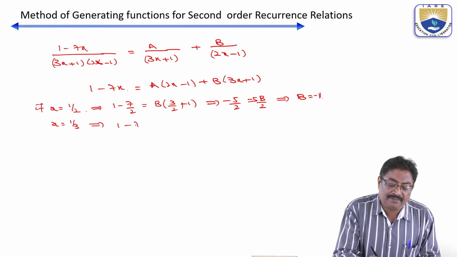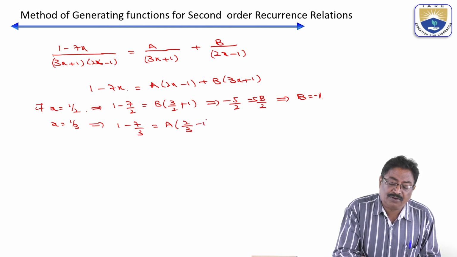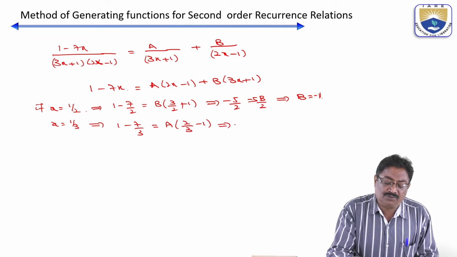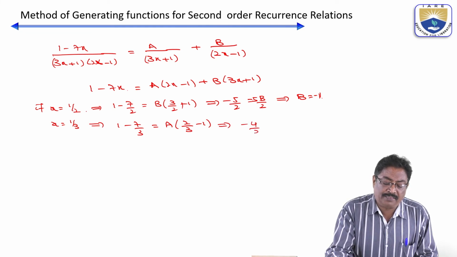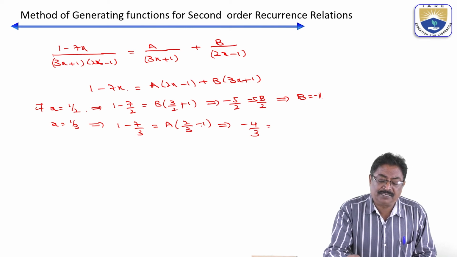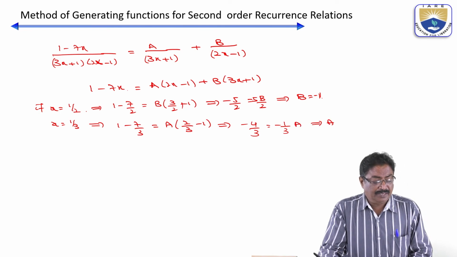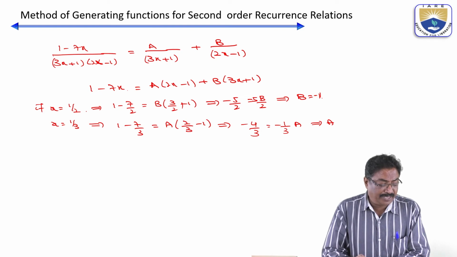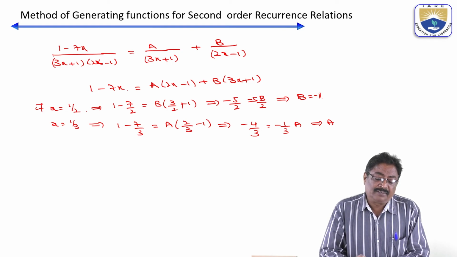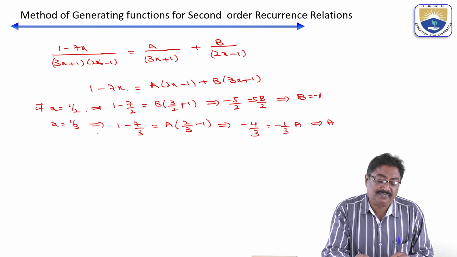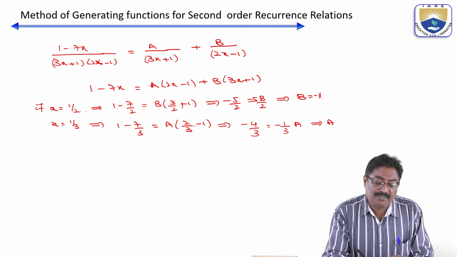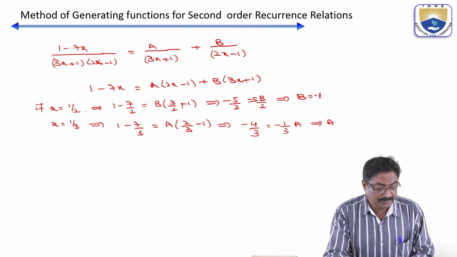Now 1 − 7/3 is a into (2/3 − 1). Of course, this is 0. Then it equals −4/3, and it is nothing but −1/3 into a. So a equals, then what I am going to get, it is 2x, 2 into 1/3 minus 1, so it is −1/4.